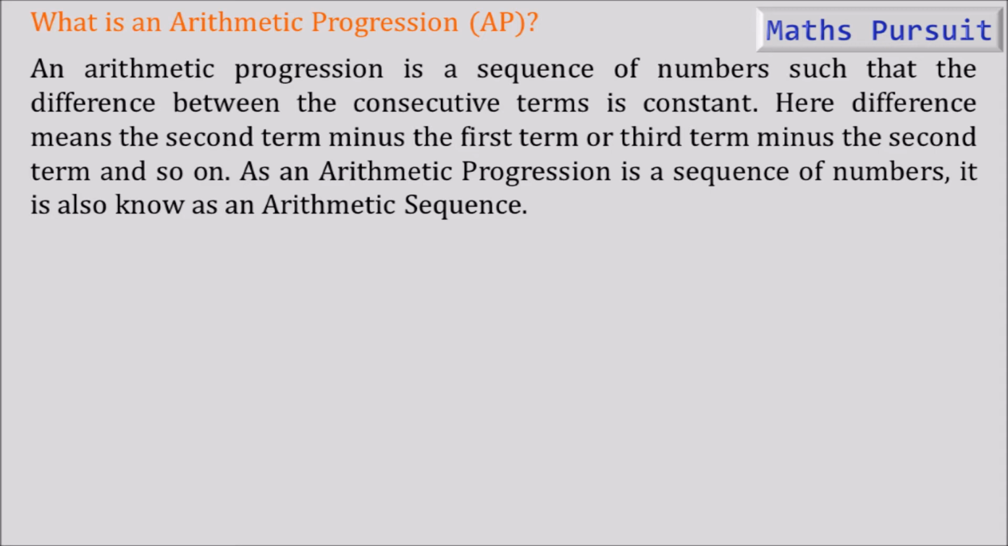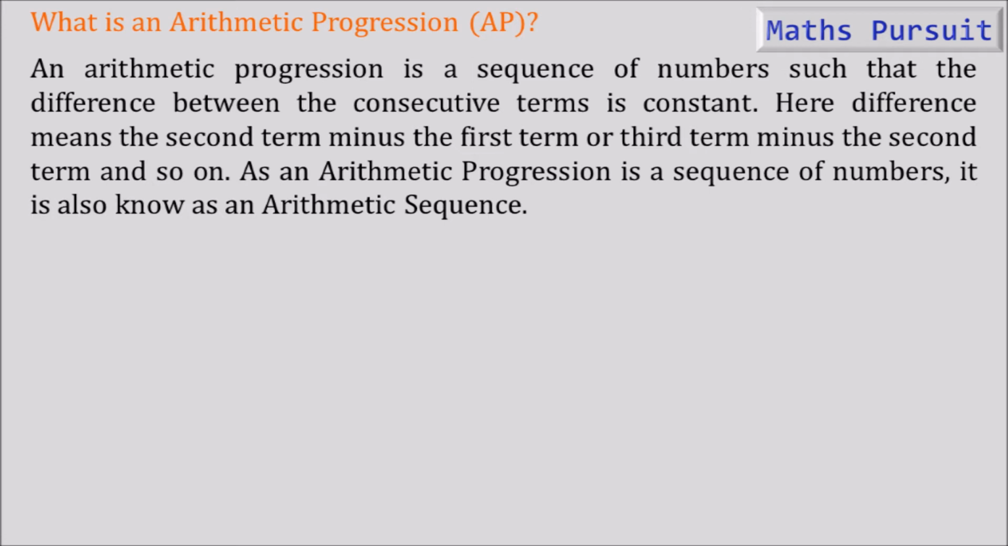The difference means we are going to find out the difference like third term minus second term, second term minus first term. We are not going to calculate the difference as first term minus second term or second term minus third term. Here we are going to find out the difference from the opposite side or from the end. If there are four terms, we are going to find out fourth term minus third term, then third term minus second term, then second term minus first term.